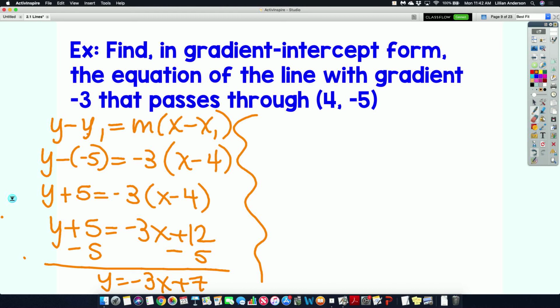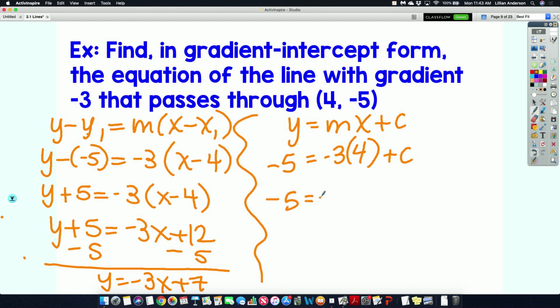The other way that you could have done it was going straight to gradient intercept form. Y equals mx plus c. Plug in -3 for your m, but then do what with your 4 and your -5? Some of y'all did it on your desk, literally. Plug them in for x and y and solve for c. Because if (4, -5) is a point on the line, that means you should be able to plug them in for x and y at any point in your equation. So plug in 4 for x, -5 for y, and solve for c. So that's -5 equals, and then to solve for c, add 12.